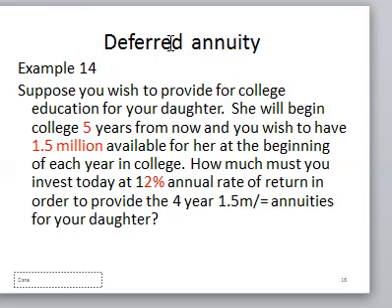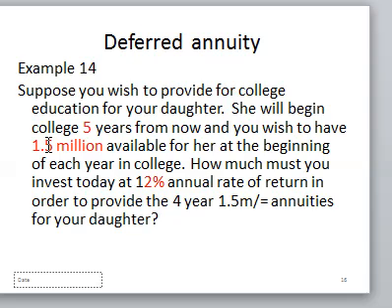So another application is what we call a deferred annuity. A deferred annuity is similar to a sinking fund, but the difference is that in a deferred annuity, you invest a lump sum amount today, and this lump sum amount today will help you to pay a constant amount in the future. So that one is the deferred annuity.